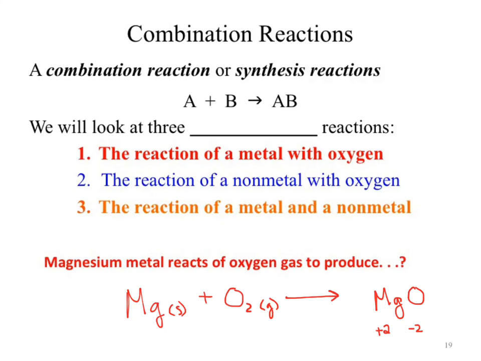Do those charges balance? Yes. What's the formula for magnesium oxide? MgO. The +2 and the -2 cancel. Our formula is balanced as MgO. One thing I won't ask you to do is to predict the phase on this product. So you don't need to stress about that. Questions about that process for balancing the formula?